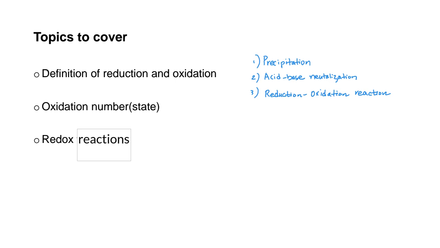of oxidation and reduction. Then we also learn about how we can determine the oxidation number or oxidation state of atoms in a molecule or compounds. Then I'm going to show several examples of redox reactions, and also we want to talk about redox titration.